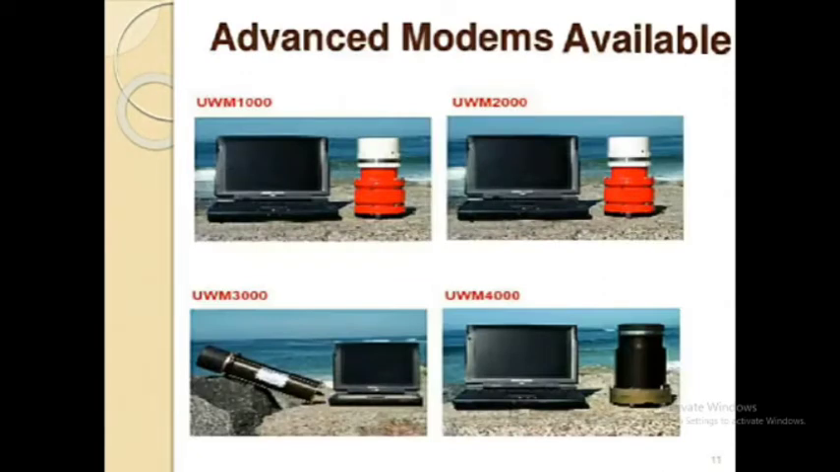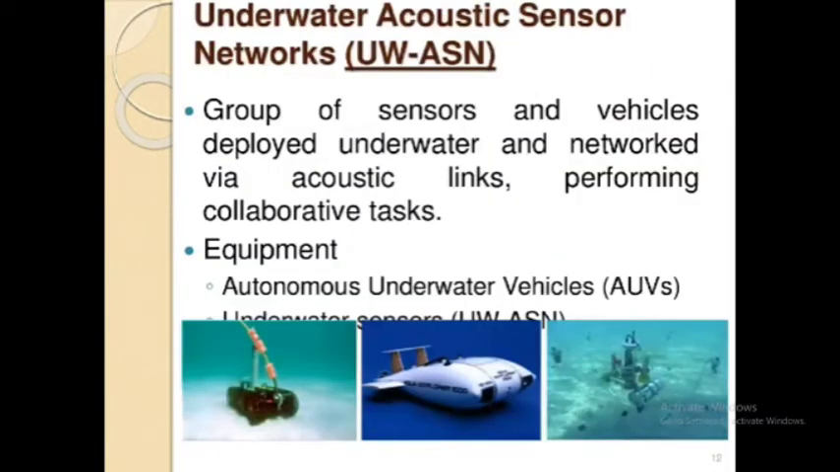So there are basically four advanced modems available: UWM 1000, 2000, 3000, and 4000. They all have the same working but different architecture. Underwater acoustic sensor networks are a major part of underwater wireless communication. They are a group of sensors and vehicles deployed underwater and networked via acoustic links, performing collaborative tasks. The equipment used are autonomous underwater vehicles and underwater sensors.